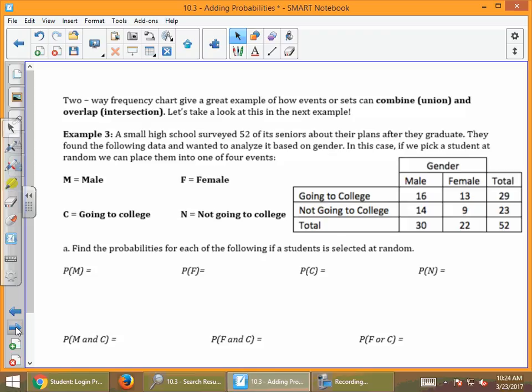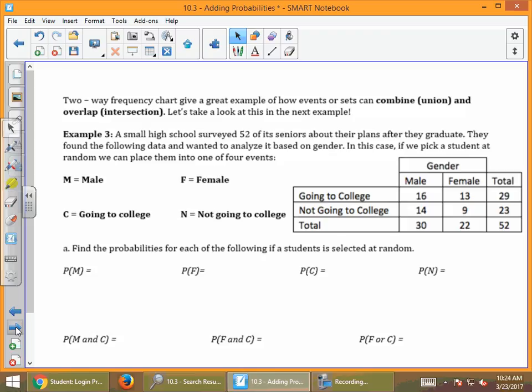So example 3: a small high school surveyed 52 of its seniors. Very small high school if it has 52 seniors. About their plans after they graduate. They found the following data and wanted to analyze it based on gender. In this case, we picked a student at random. We can place them into one of 4 categories: M, male, F, female, C, going to college, and not going to college. So there's the chart up there. You see everything else we got, but look how it lies and how it's set up.